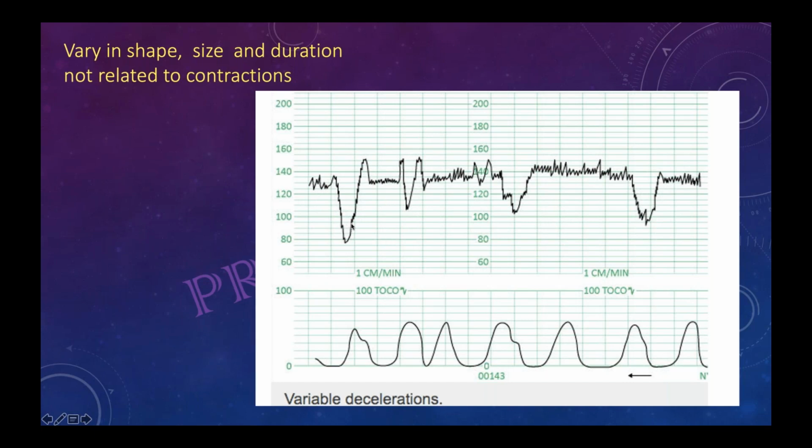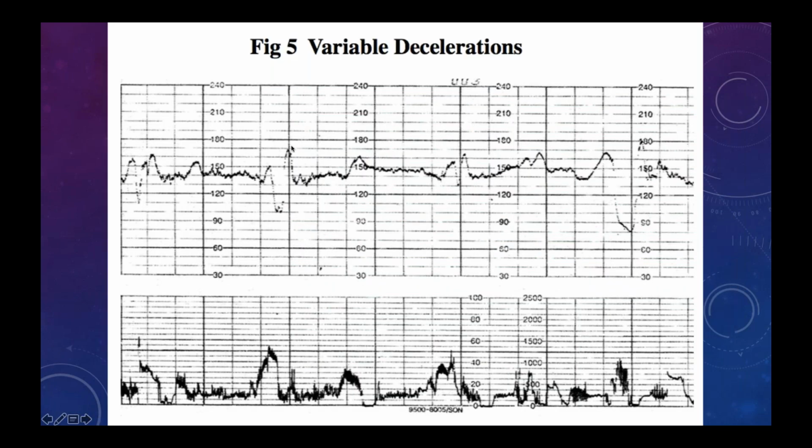Usually, if you think it is an early deceleration, then we are more happy, because early deceleration is physiological, so we will not be worried about it. Now these are contractions, and see this deceleration. It has a different shape, the size is different, and this is again different. They are not related to the contractions, and there is no same kind of pattern. They vary in everything. So these are variable decelerations.